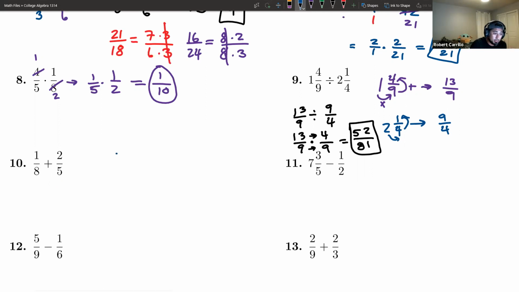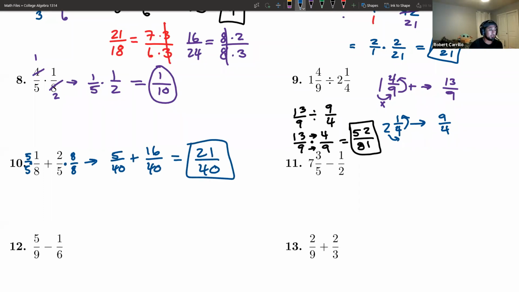So what I'm going to do is multiply 2/5 by 8 over 8, and multiply 1 over 8 by 5 over 5. This gives me 16 over 40 plus 5 over 40. We now have the same denominator, which means you add your numerators and you get 21 over 40. There it is. Okay, perfect.